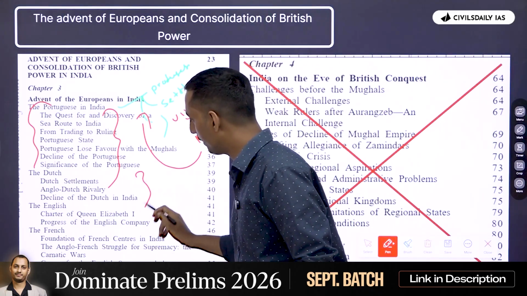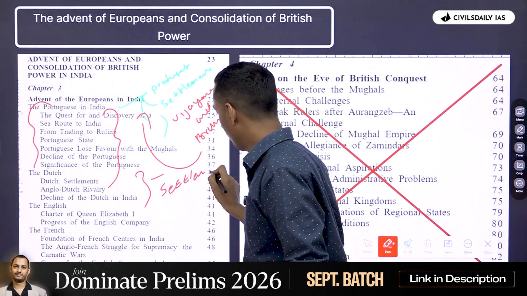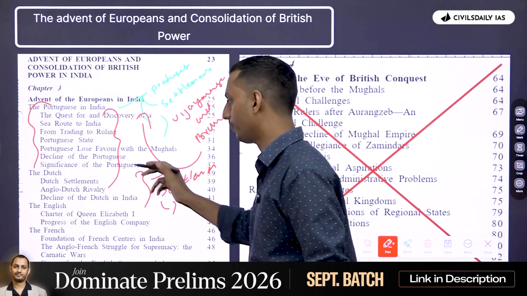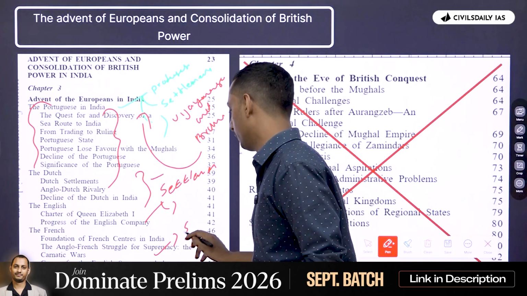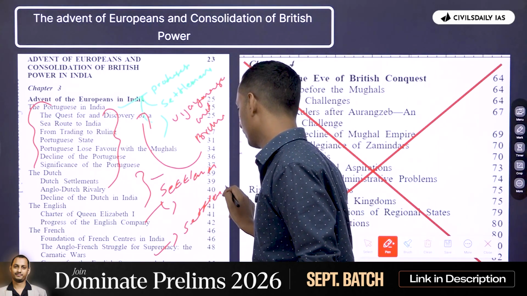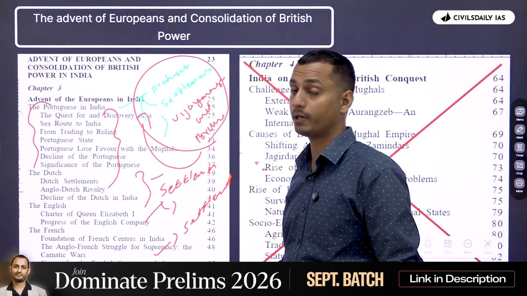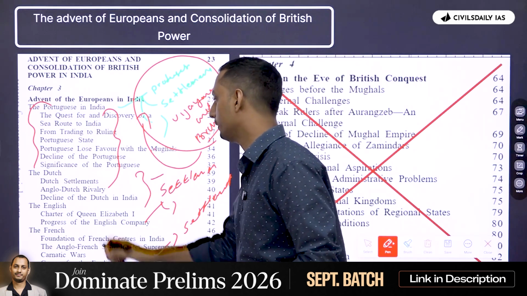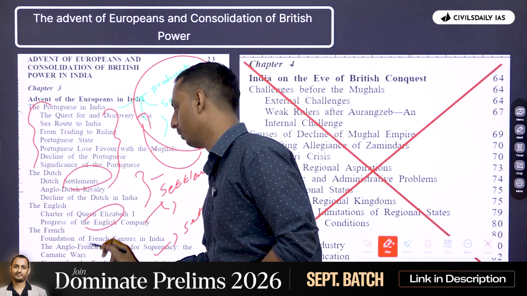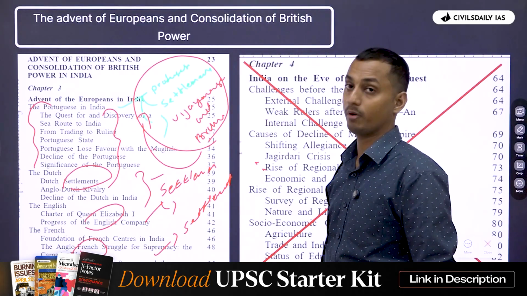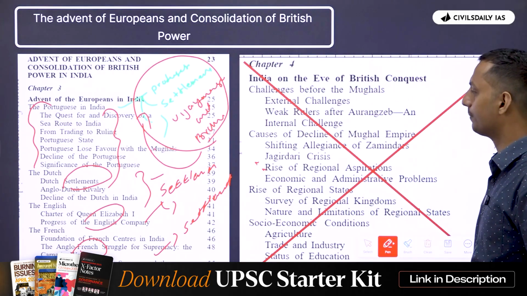The same goes for the Dutch: the settlements, and also the things introduced by them. Also the Battle of Colachel between Martandavarma and the Dutch. The English, the settlements. In case of the French as well, you have to go for the settlements. So dive deeper with respect to the Portuguese and the relation between Vijayanagara and Bahmani rulers. But for all the other things, you just have to read the settlements with respect to all these different foreign powers. In case of chapter 4, you can completely skip this.